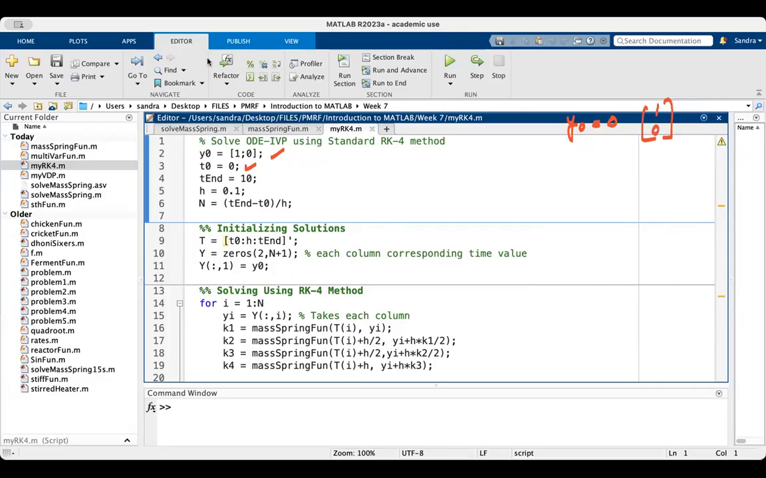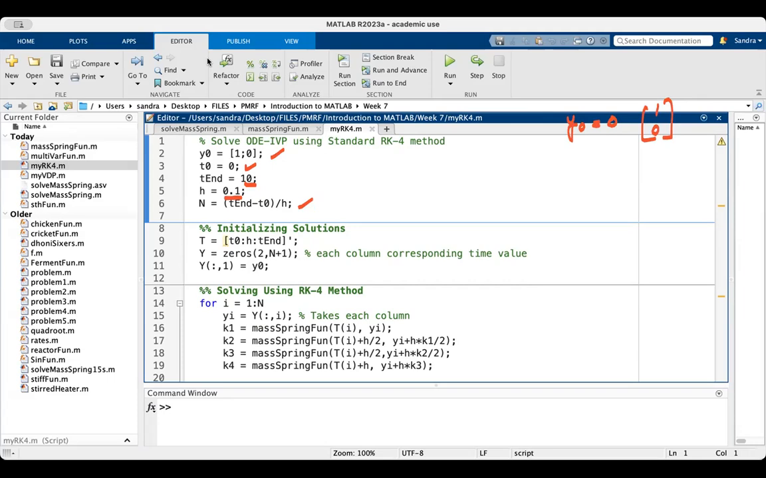Next, t end is still 5. h, let us keep 0.1. And n remains as such. How do you calculate n? n is nothing but tn minus t0 divided by h. Now what you have to do is write the time vector. The time vector starts from t0 to tn with a step size of h, like we used to do earlier, and it is a column vector.